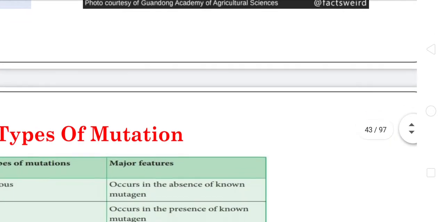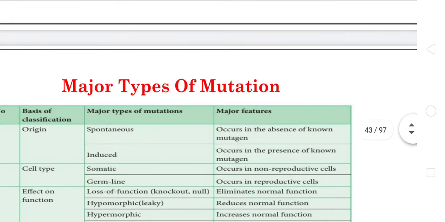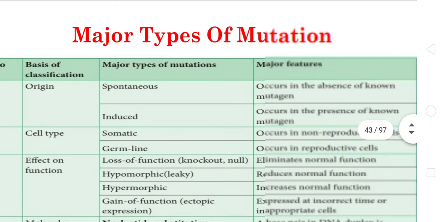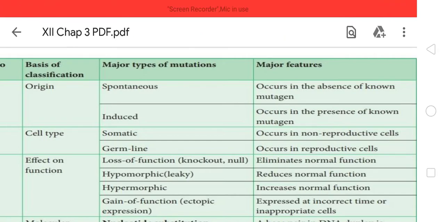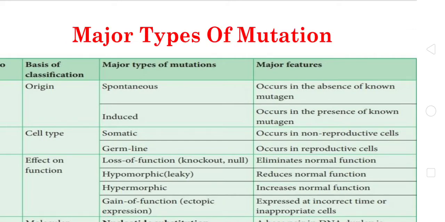And next we are going to see the types of mutation. Based upon origin, mutations are divided into two types: spontaneous or induced. Spontaneous means it occurs by itself without any agent. Whereas induced means it occurs because of the presence of an agent. That agent may be physical, as we previously discussed, such as X-ray, UV ray or gamma rays, or chemical agents. By using these we induce the process, so we call it induced mutation.